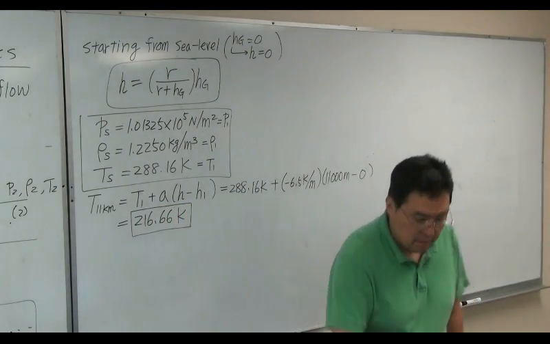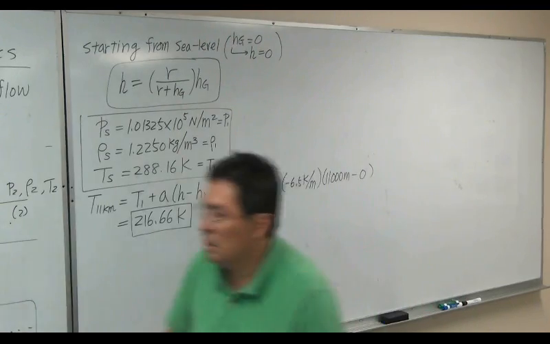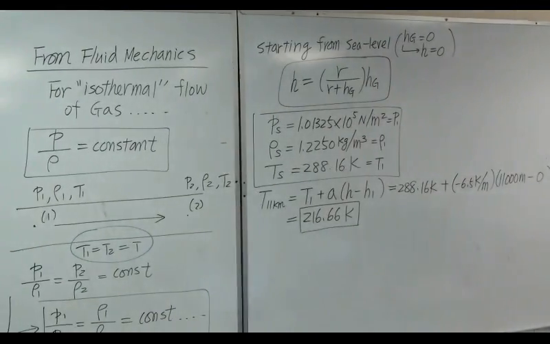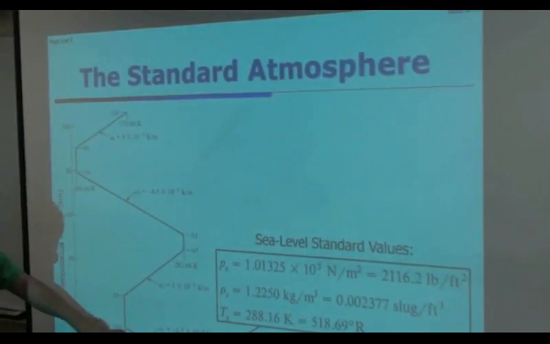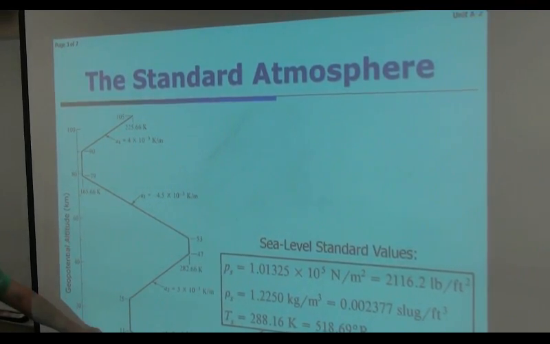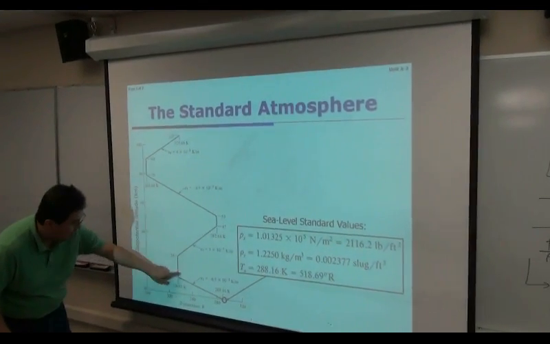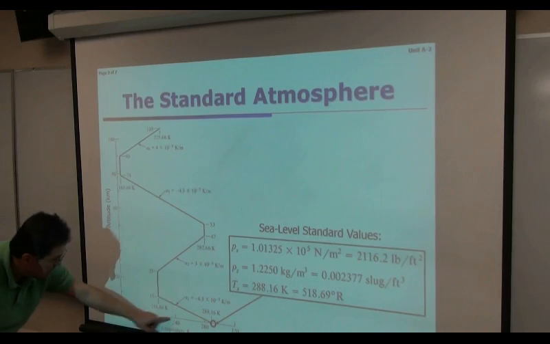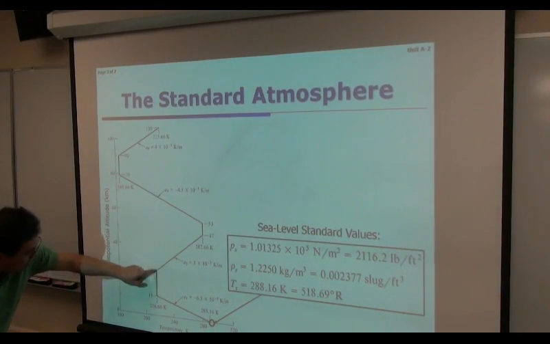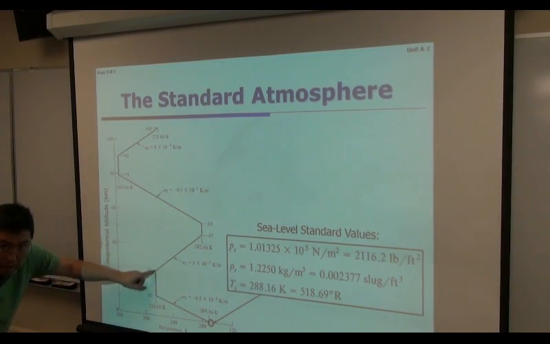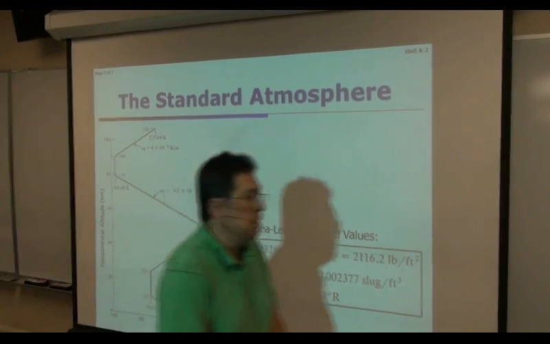Let's quickly check the sanity here. So if you go back to page 3, temperature at 11 kilometers is 216.66 Kelvin, right? So make sure you get the right value. So this value stays constant from 11 to 25. All right? Good.